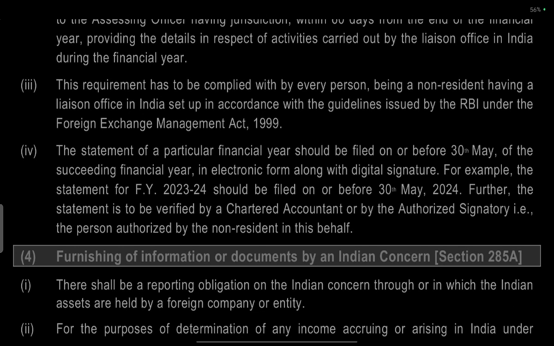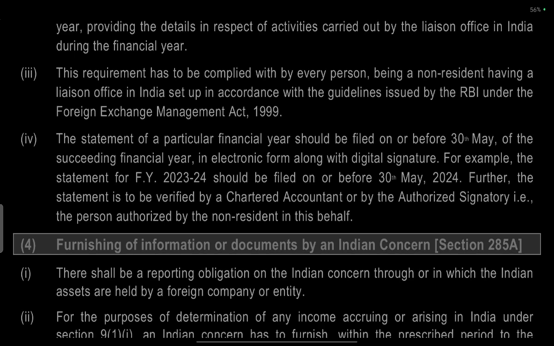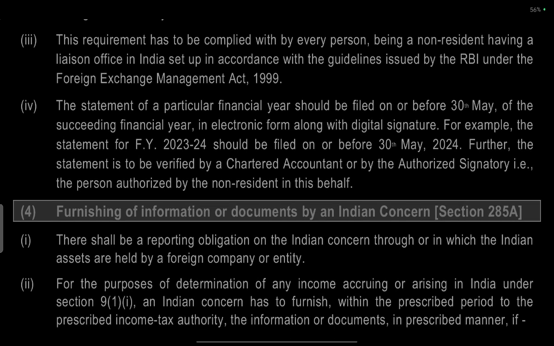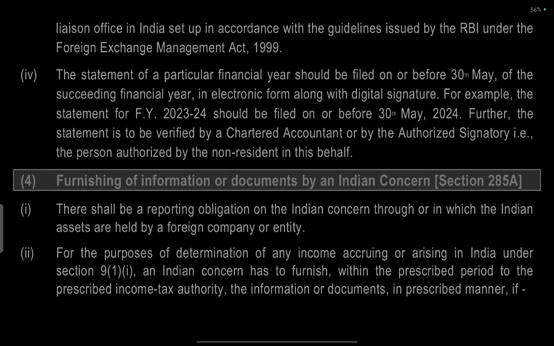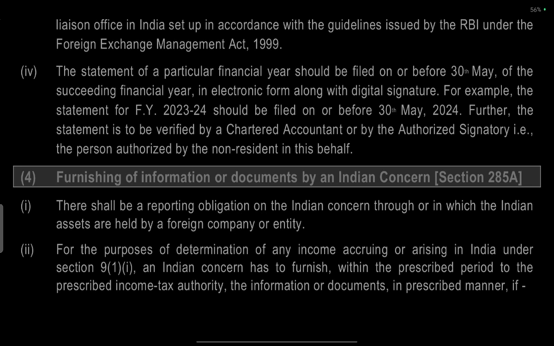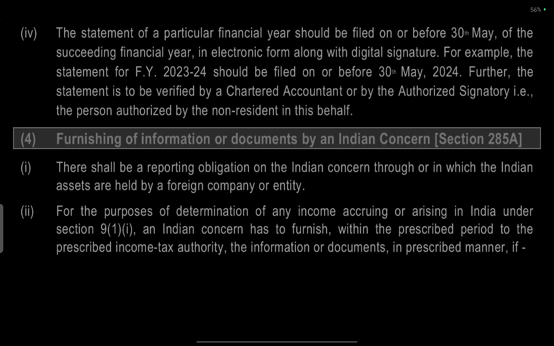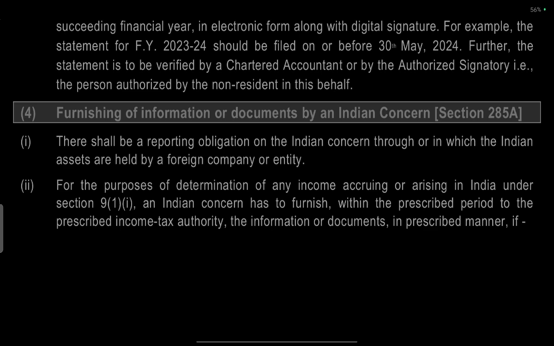This requirement applies to every non-resident having a liaison office in India set up in accordance with the guidance issued by the RBI under the Foreign Exchange Management Act. The statement for a particular financial year should be filed by 31st May of the succeeding financial year, electronically, through the digital service. Further, the statement has to be verified by a chartered accountant or by an authorized signatory, or another person authorized by the non-resident itself.